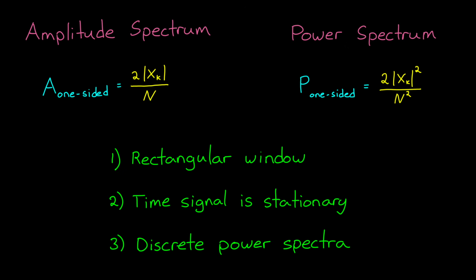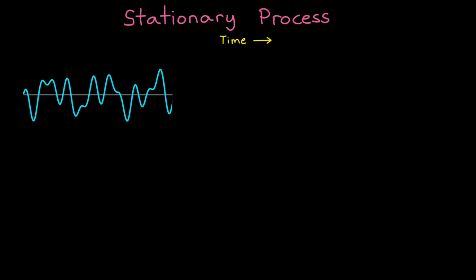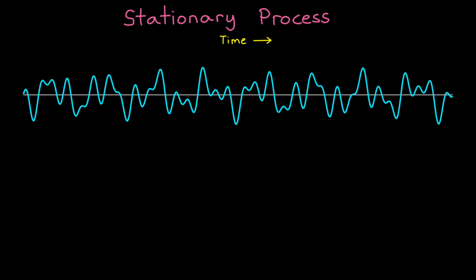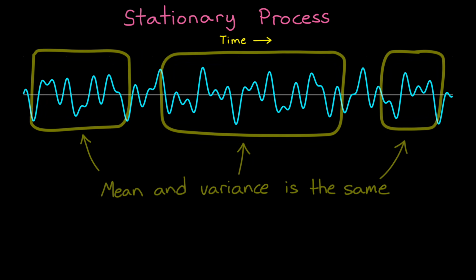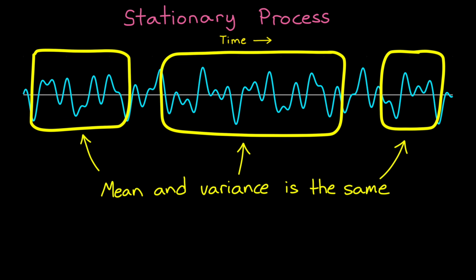Alright, for the second requirement, the time series must be stationary. And this just means that the signal, from a statistical standpoint, doesn't change over time. The mean and the variance of the signal are the same regardless of where you look. And here's a way to understand why it's a requirement.